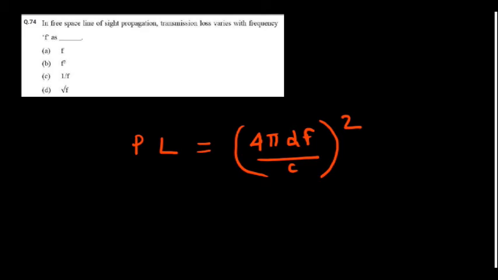In free space, line of sight propagation, transmission loss varies with what? What is the relation between transmission loss and the frequency? From this equation for the path loss, we can see frequency square. The path loss is proportional to frequency square.